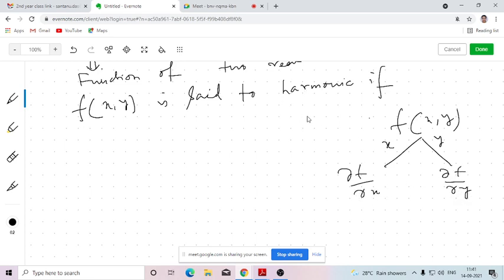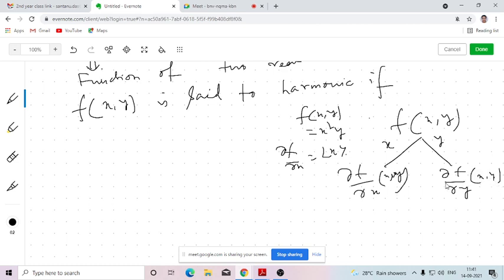Now if I consider, let's say, a function f(x,y) as x square y. So here del f del x will be equal to 2xy. Again, del f del x and del f del y are functions of x and y.